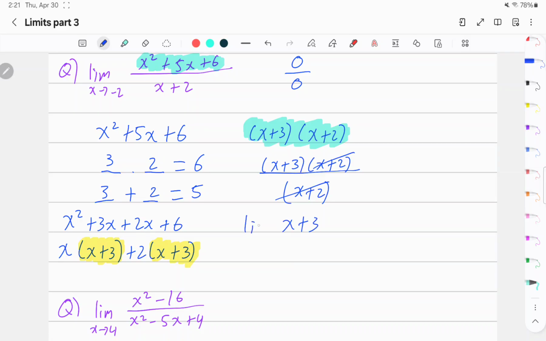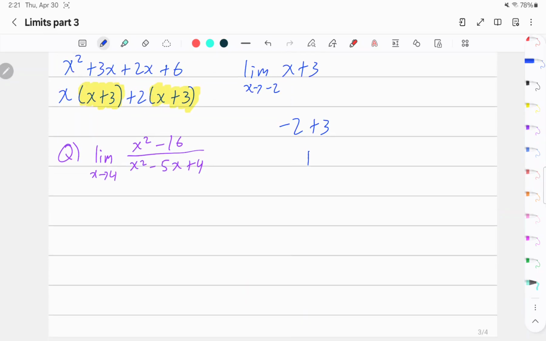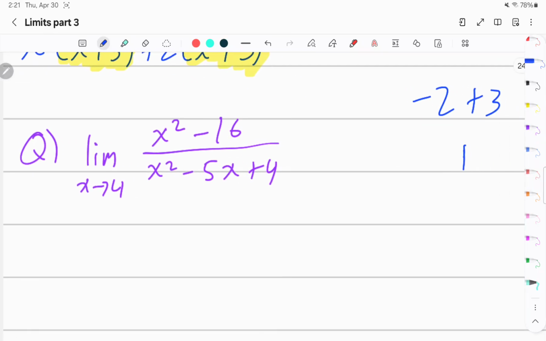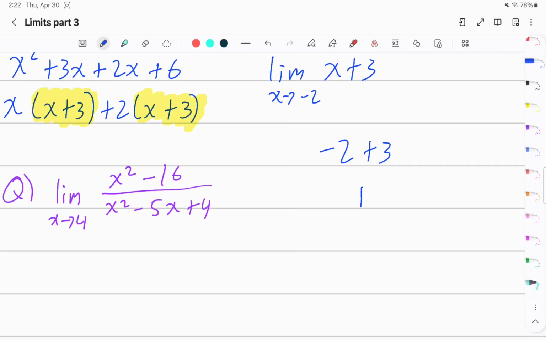Now I apply my limits. x approaches minus 2. And I write it here: minus 2 plus 3 gives me 1. That's it. I would highly encourage you guys to do this question on your own, because if I do it again like this, it's going to take a bunch of time. But the idea is still the same. You simplify this by using the same method as in the previous question, and you'll eventually get the answer.